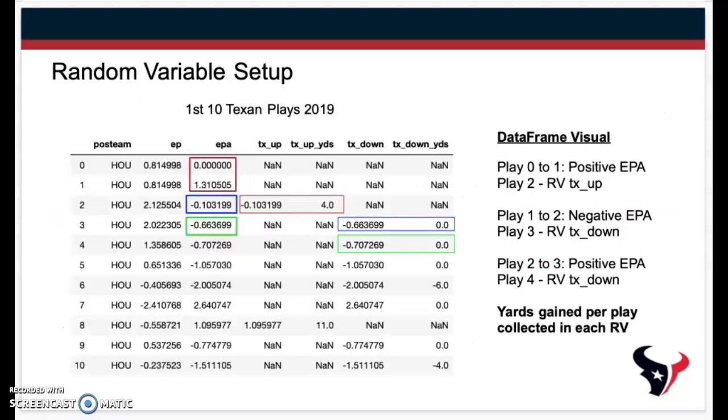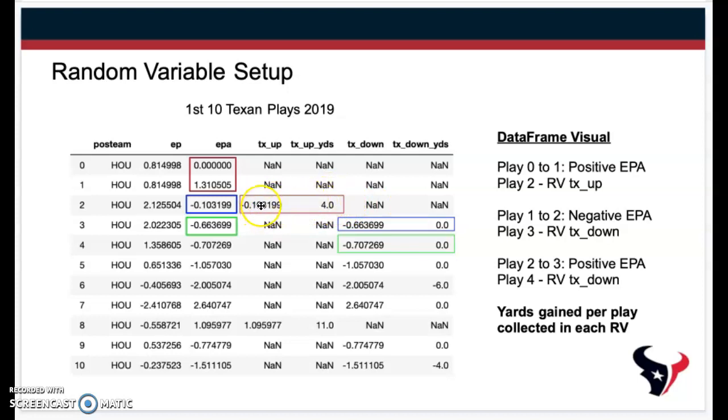So here's an idea of what the data frame that was created to store these random variables looked like. So if we look from play 0 to 1 on the index, we start with a 0 EPA on play 1, and when we move to play 2, we observe a positive value in the EPA. So no matter what, on the next play, we're going to store that value. I couldn't call it Y up for both teams, so I called it Texan up and then Texan up yards. So here is the stored EPA value, and here's the associated yards gained value.